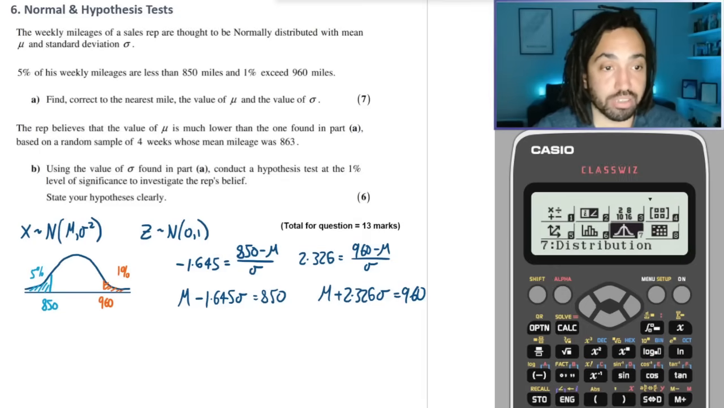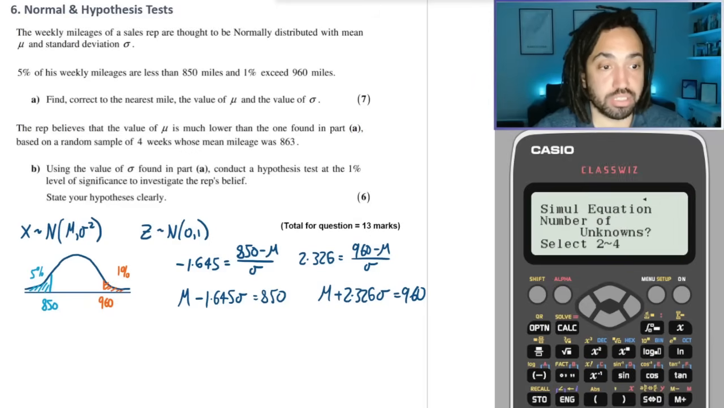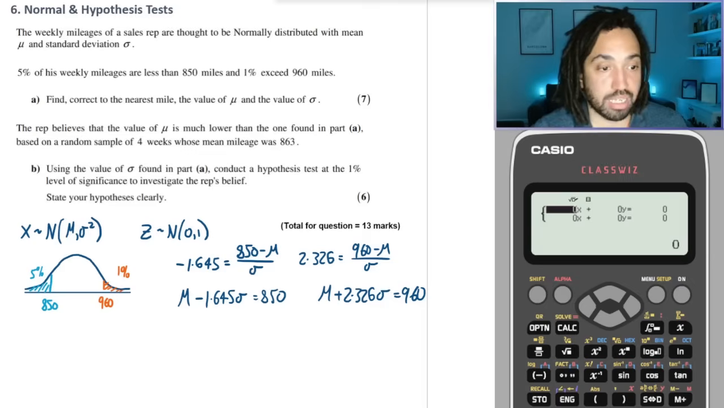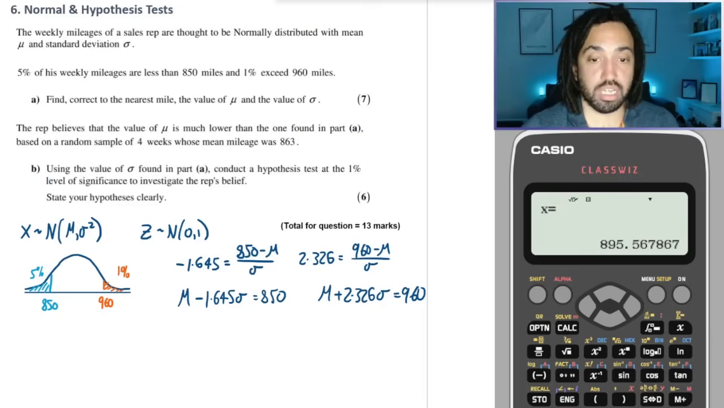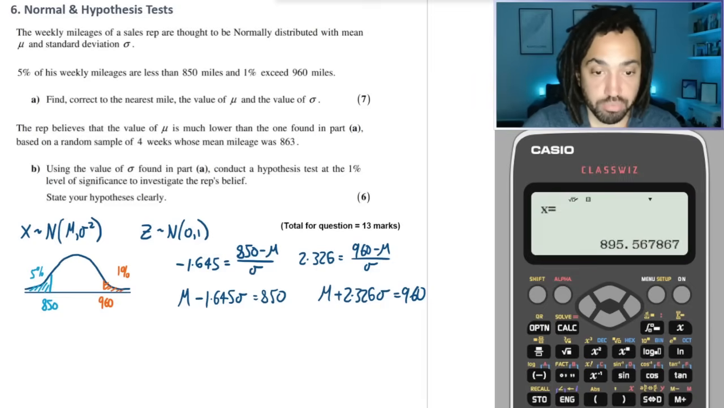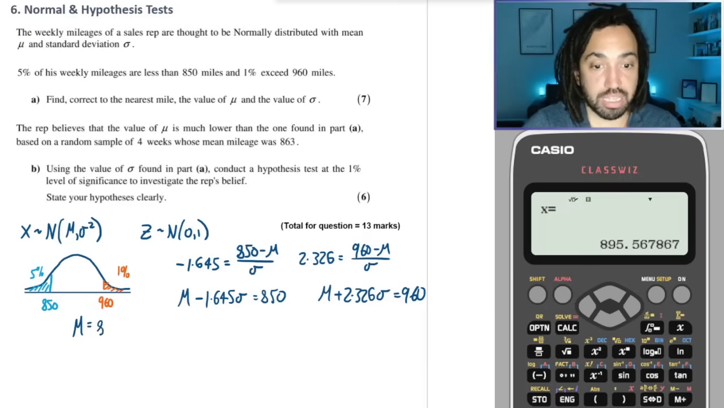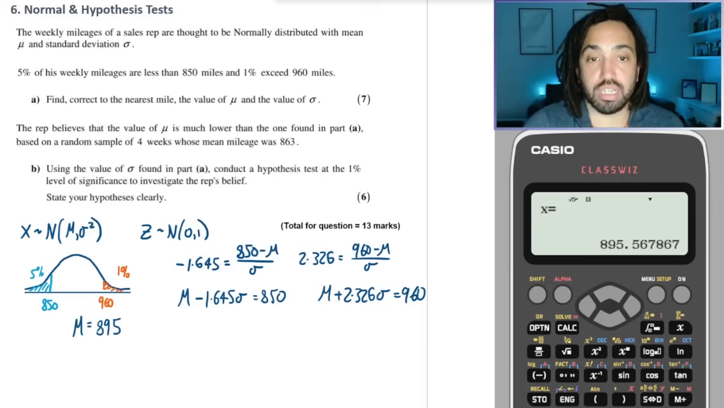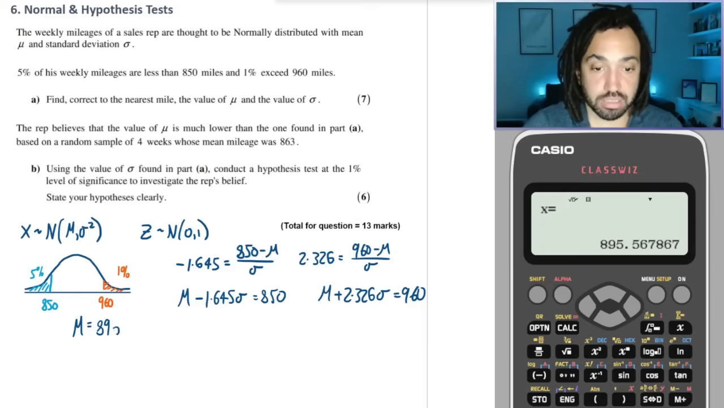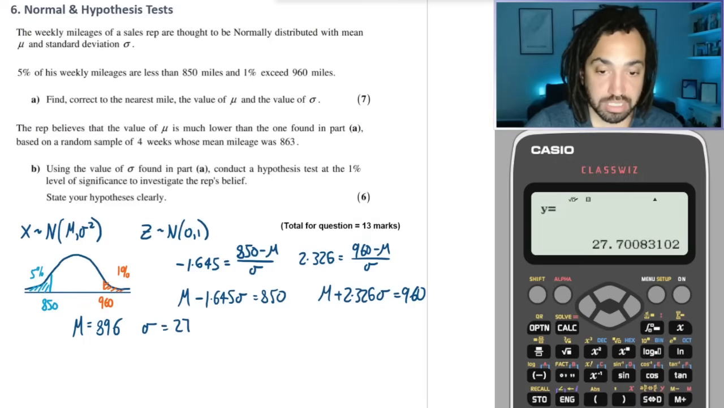I can do that on my calculator. So equation, simultaneous, two unknowns, and right, there we go. I just set them up. So press equals. Great. So that first one is mu, and that is 895. Does it say to the nearest mile? So do 6, and then the next one is sigma. So that's 27.7, which is approximately 28 to the nearest mile.